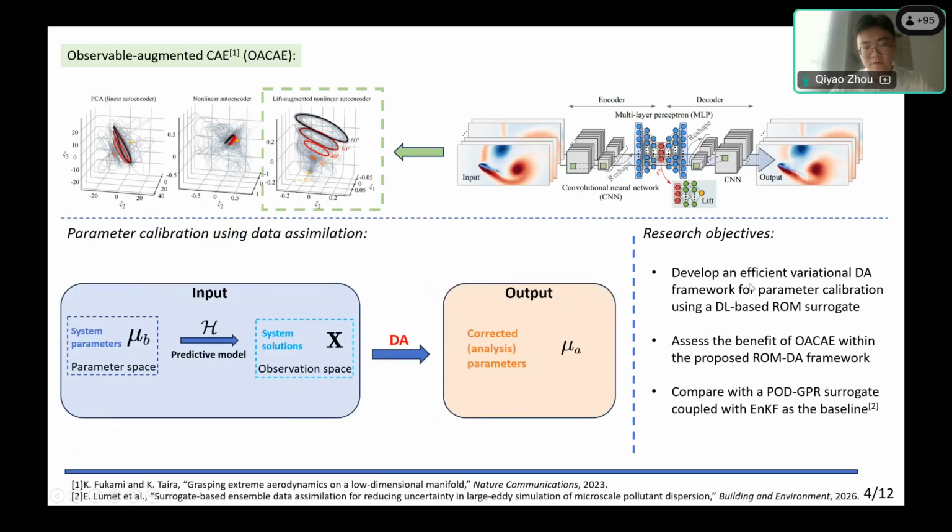So the main goals of our research are to develop an efficient variational DA framework for parameter calibration using a deep learning-based reduced order modeling surrogate. And secondly, we also want to see the benefit of the OACAE within the proposed ROMDA framework. And thirdly, we want to compare our framework with a POD GPR surrogate coupled with EnKF as the baseline.